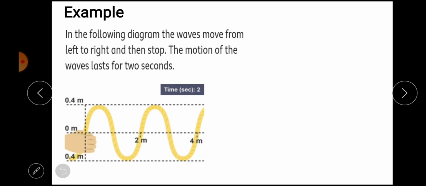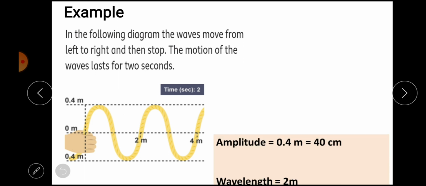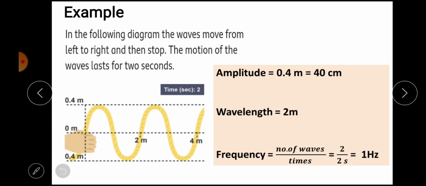In the following diagram, let's look at this example. In the following diagram, the wave moves from left to right and then stops. The motion of the wave lasts for 2 seconds. Okay, so here we have a wave that moves from the left to the right, and it takes 2 seconds for this wave to form. All right, now let's look at the question. So let's calculate the amplitude here. What is the amplitude of this?